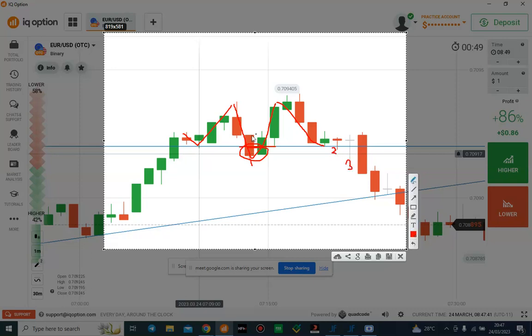Three. It means that the support is getting weak. If the price is able to break the support and reverse back to the range, it has already shown that the support is not strong enough to hold the price. That is why we have this false breakout. That is why the sellers are able to break the market to the downside.